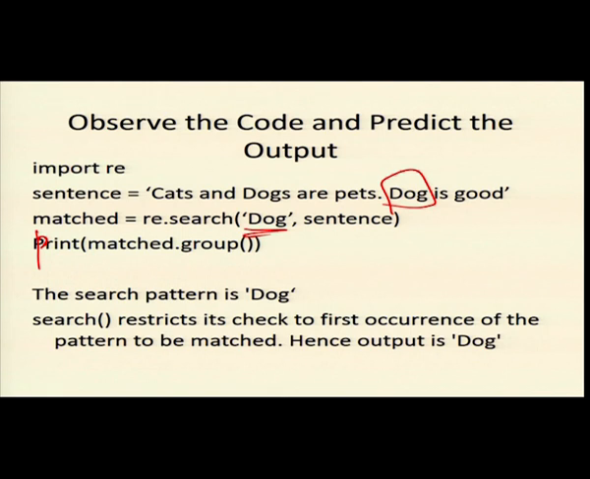So, this search restricts its check to the first occurrence of the pattern to be matched. Hence, where do I get the first occurrence? This is dogs, this is only dog. So, I get the first occurrence over here. So, this is how match.group works.